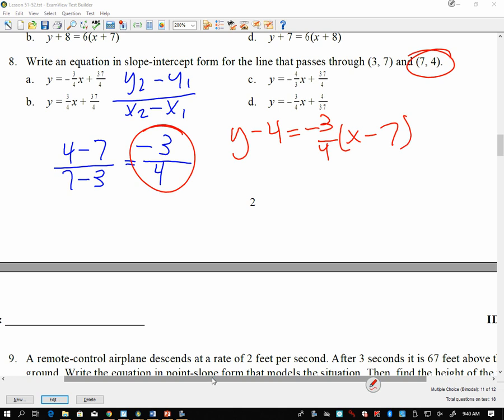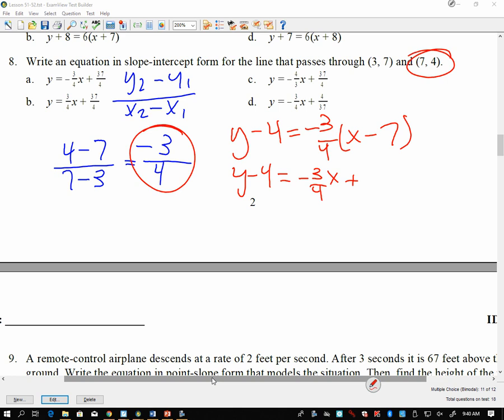Write an equation in slope-intercept form. This is point-slope form, right? So we're not in the right form yet, so I have to go ahead and solve it out. So I have y minus 4 equals negative 3/4 x. Okay, now I need negative 3/4 times negative 7. Negative times negative is a positive, so I'm going to put a positive in there.